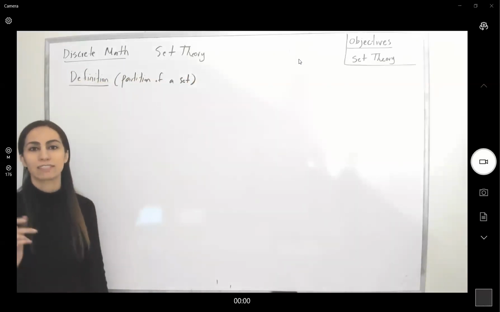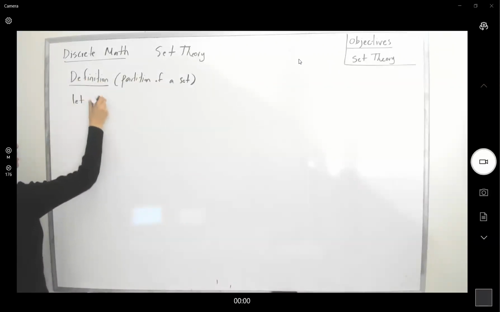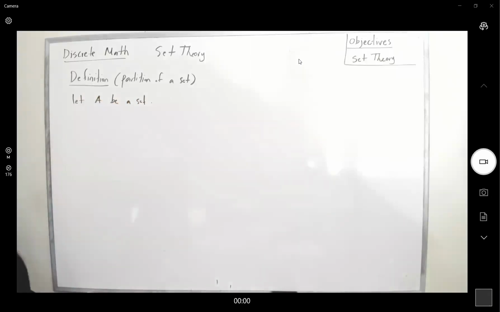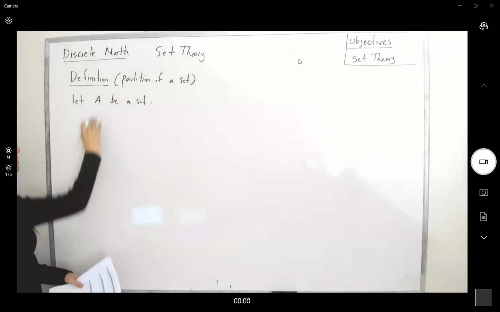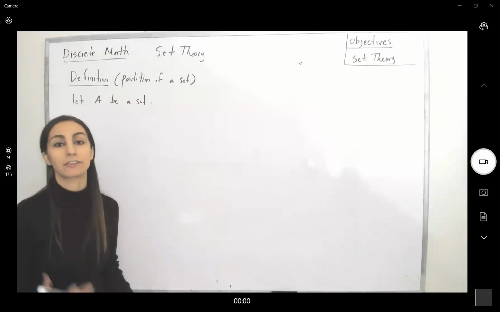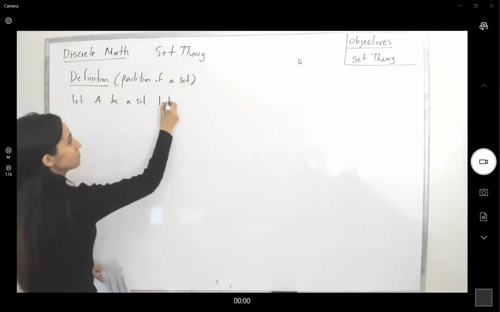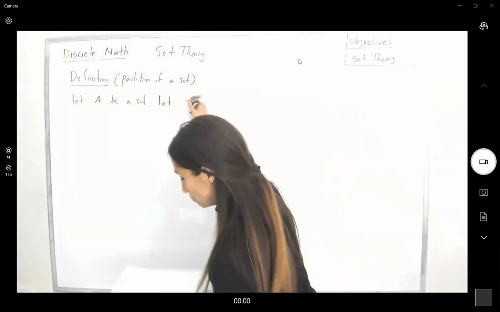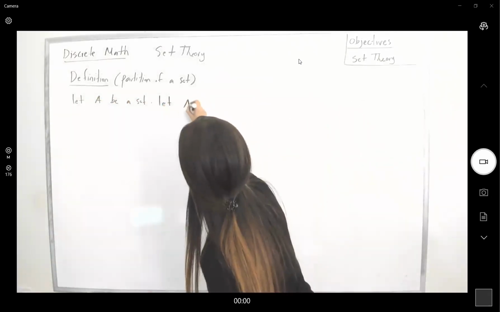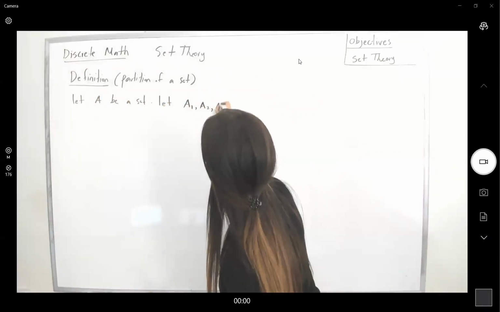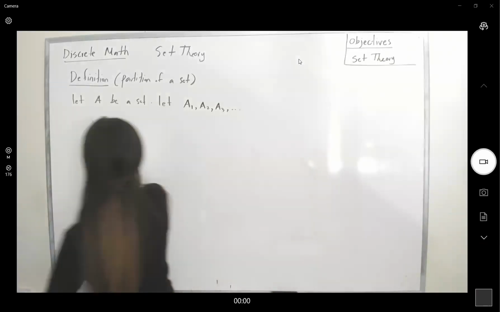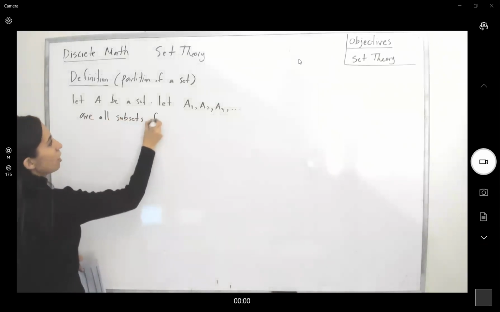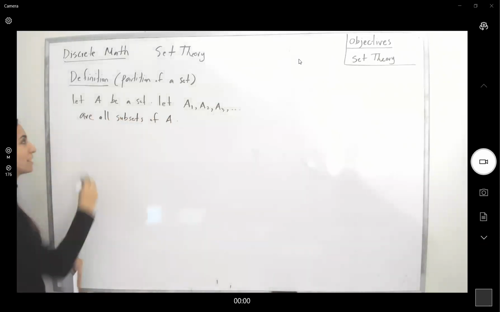First of all, suppose you have a set. Let A be a set. Then we consider some subsets of set A, and there are a finite number of them. Let A sub 1, A sub 2, A sub 3, and the rest of them all be subsets of A.